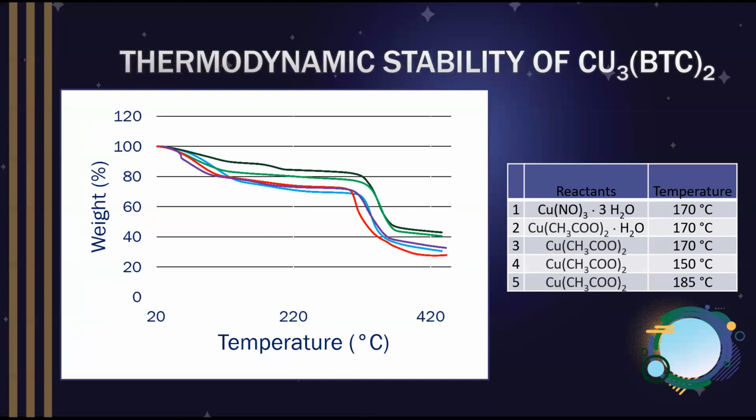Next, we tested the thermodynamic stability of copper BTC. Using a thermogravimetric analysis, we checked the stability between 20 and 400 degrees Celsius. We found that our compound was stable up to around 350 degrees. This is really important because if it's used in gas capture or in other reactions, it cannot go above that temperature or it will begin to decompose.